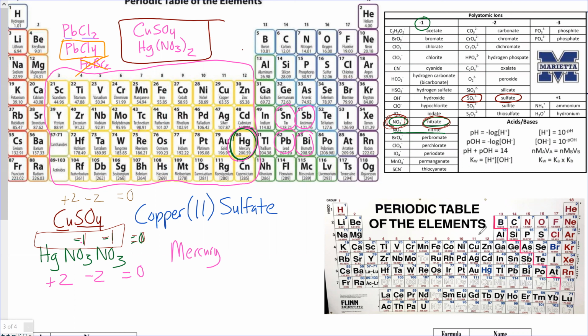And then the Roman numeral had to be 2, because that's what we got right here for the charge, plus 2. And then NO3 was nitrate. Okay, all right, I'll leave those there.